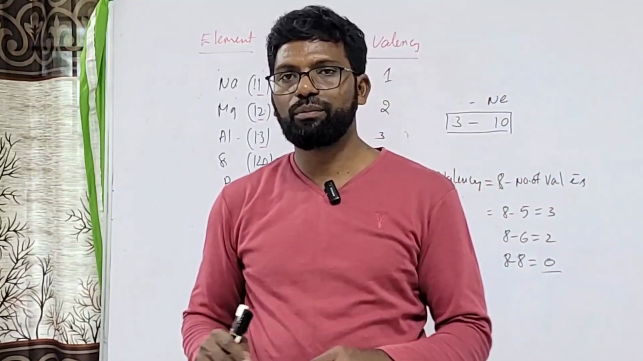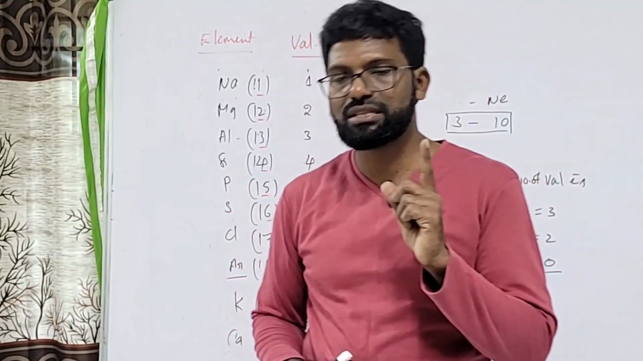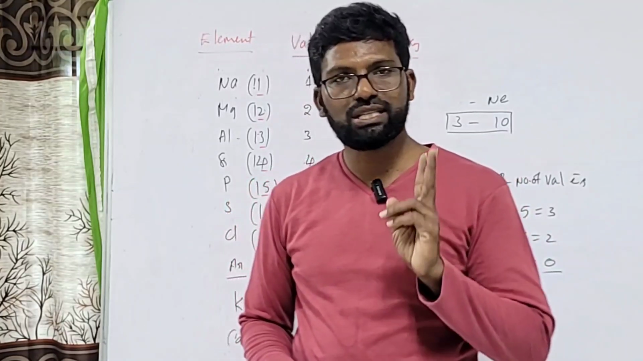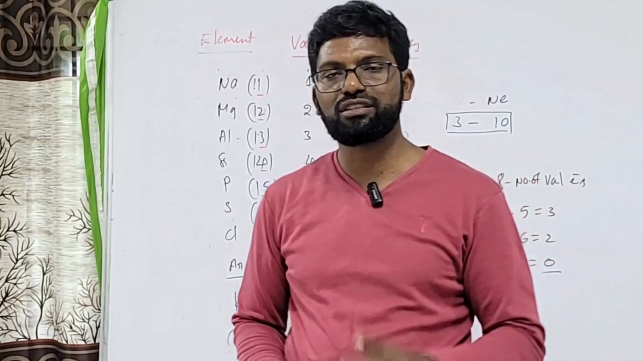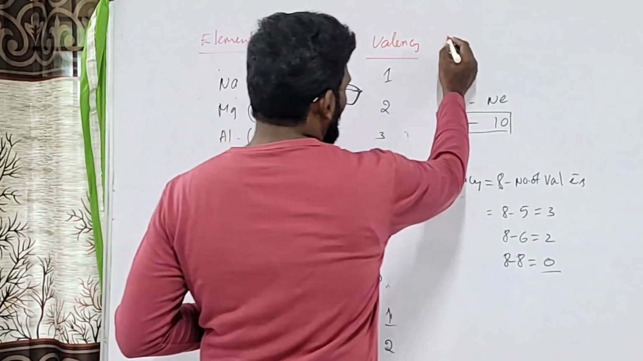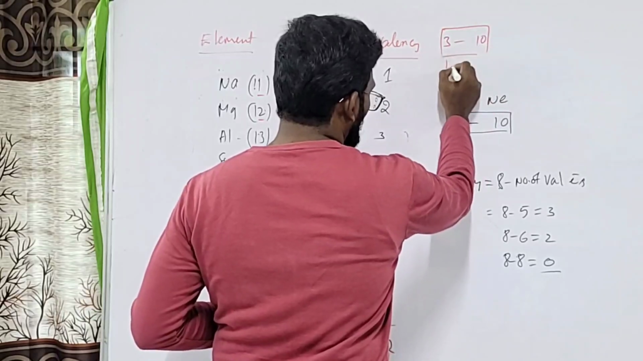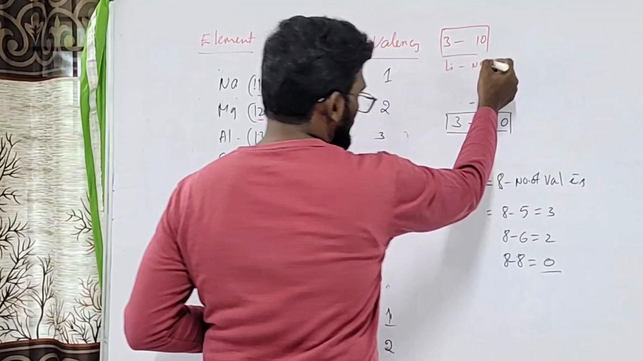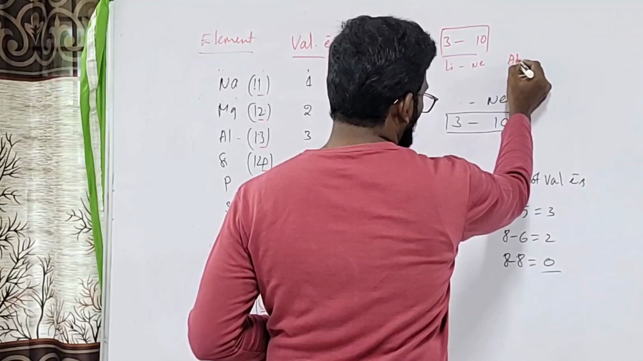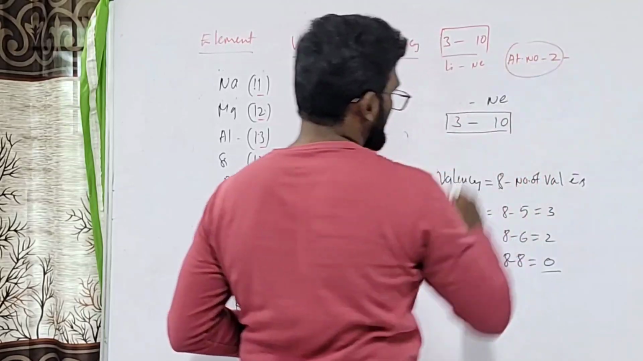For the first two elements, hydrogen and helium: hydrogen has atomic number 1, valence electrons 1 and valency 1. Helium has atomic number 2, valence electrons 2, but valency is 0 because it's a noble gas. After helium, from atomic number 3 to 10, that is from lithium to neon, to find the number of valence electrons, what we need to do is just take atomic number minus 2.